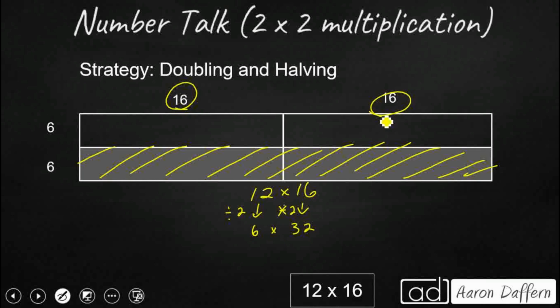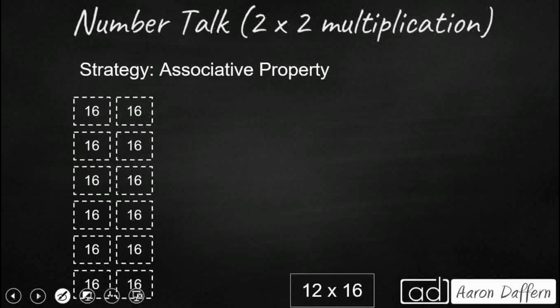And then we'll do the same thing. 6 times 2 is 12. 6 times 30 is 180. Add those together. 192. Finally, let's look at some associative properties.